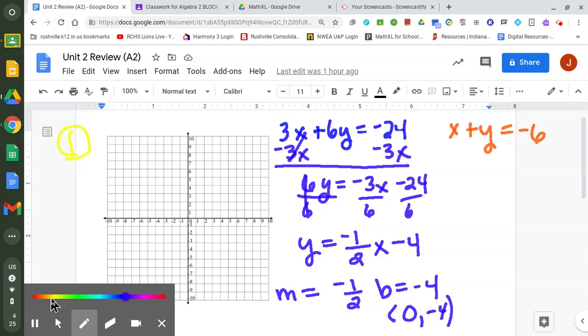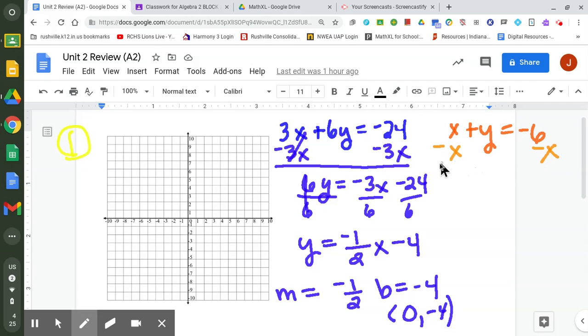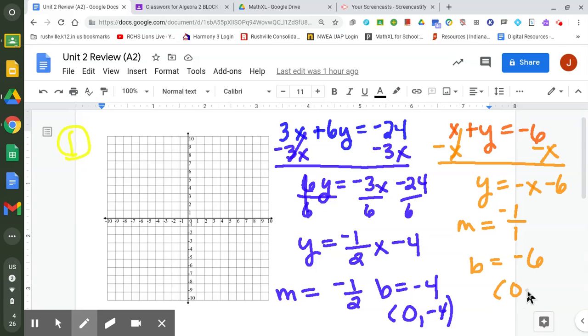So then my other equation, to solve for y, I'm going to subtract x on both sides of the equal sign. And I have y equals negative x minus 6. And there are no other steps, so the m is the number that's in front of the x, and right now there's just a negative sign, so that means negative 1 over positive 1, and the b is negative 6, and again, another way to write that is (0, -6).